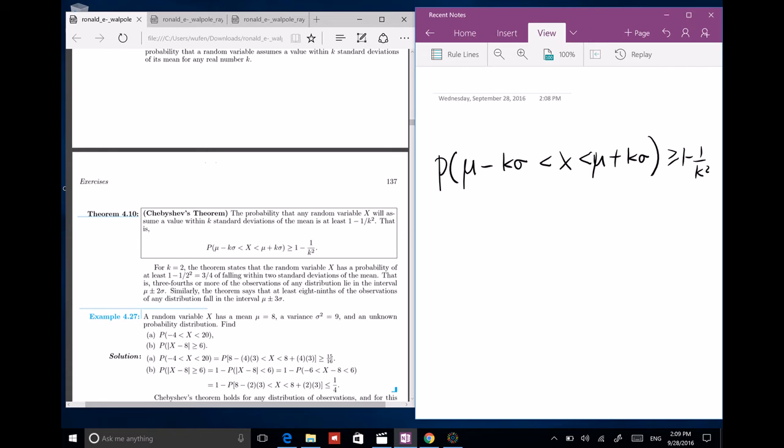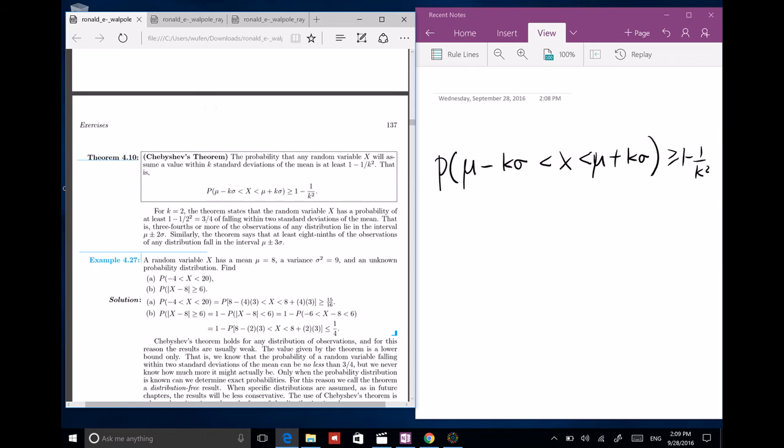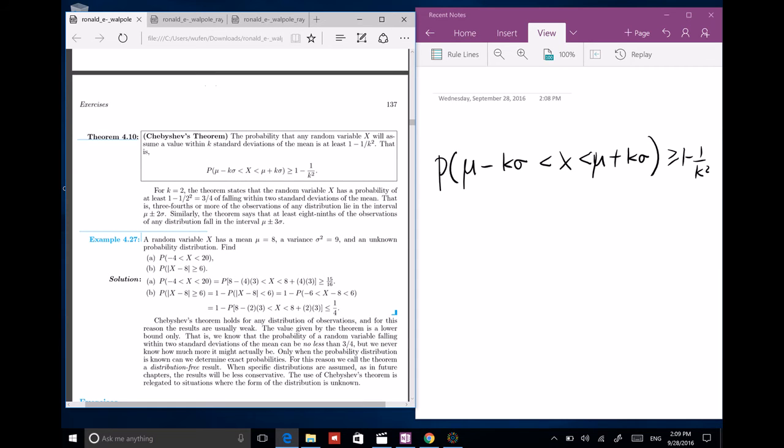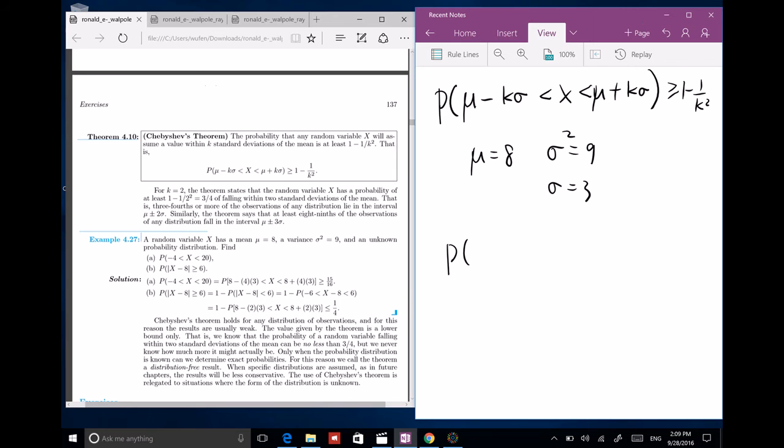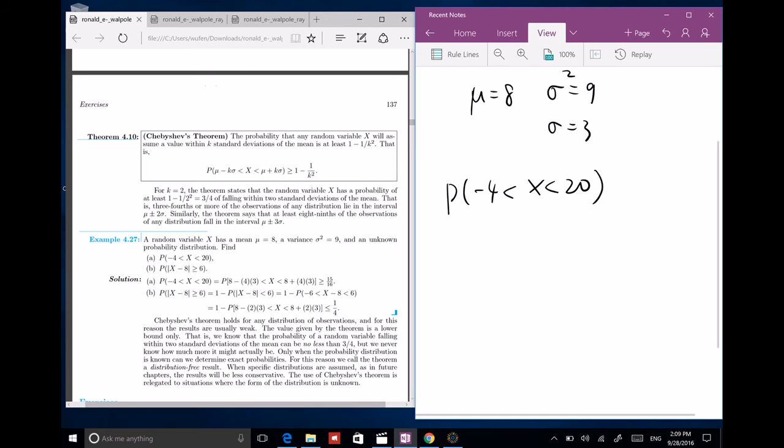So, for example, let's look at example 4.27. If mu equals 8, the variance equals 9, and the standard deviation equals 3, find the probability of X less than 20 and bigger than negative 4. We could not exactly find the probability if we don't have the probability distribution, but now we can estimate approximately what it will be.